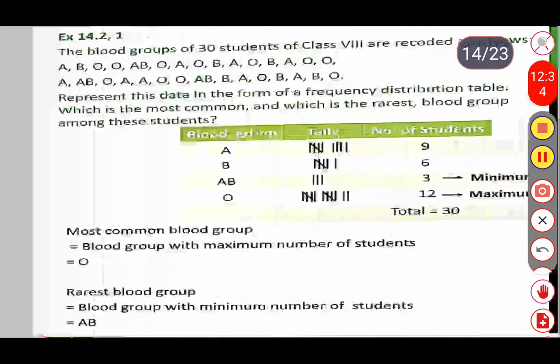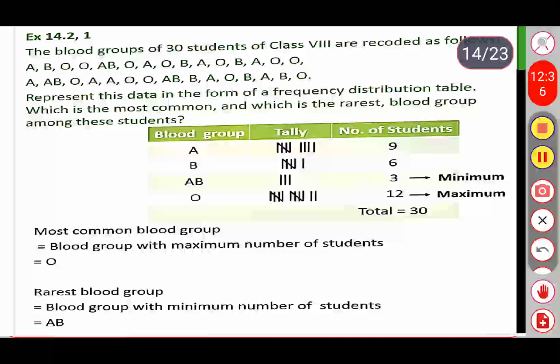Okay, see the next exercise 14.2. The first question of exercise 14.2: the blood groups of 30 students of class 8th are recorded as follows. So here 30 students' blood groups are given like A, B, O, AB. Represent these data in the form of a frequency distribution table. Which is the most common and which is the rarest blood group among these students?